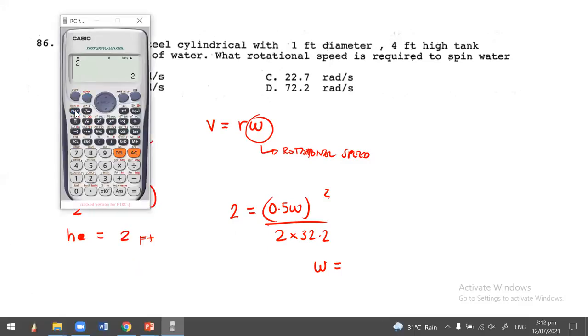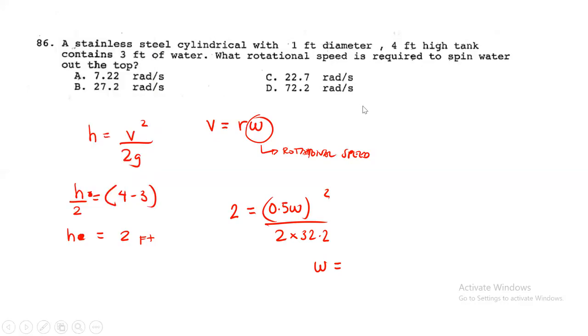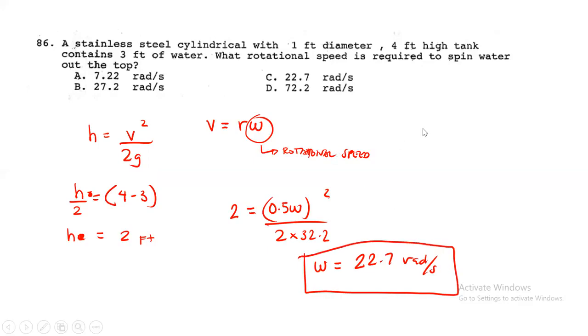So, 2 equals (0.5 ω) squared divided by 2 times 32.2. So, 22.7 rad per second. Itong problem na to, paulit-ulit itong lumalabas sa board exam, no? Pwede natin siya i-look-spam. 22.7 na kagad pag nakita nyo ulit yung tanong na yan.